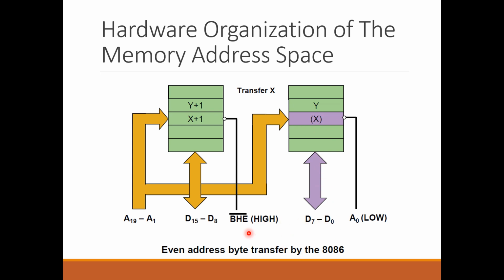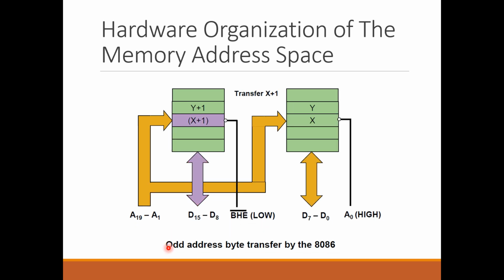And in this case we are not accessing any location of the higher bank, so the bus high enable is going to be high, which means it is deactivated. Why? Because this pin is active low. It is active when it is logic low or logic 0, but at this time it is high.